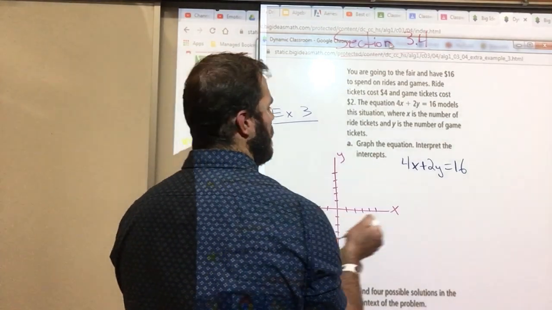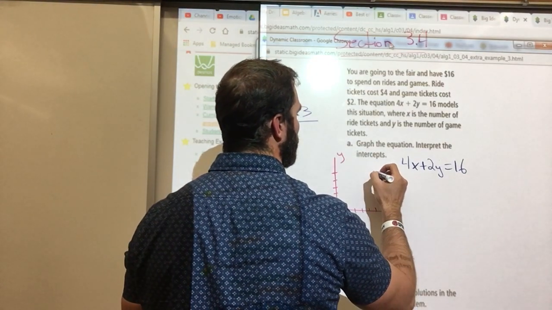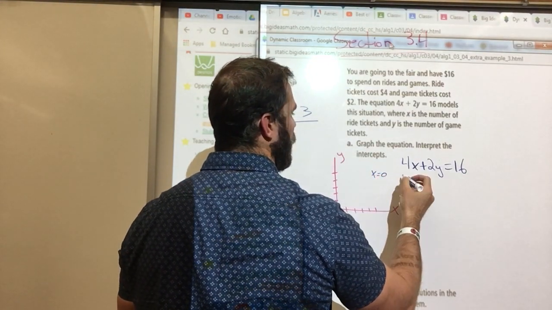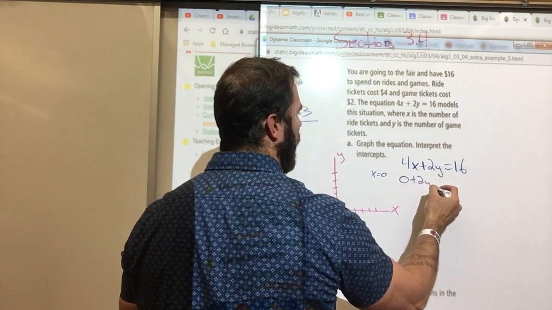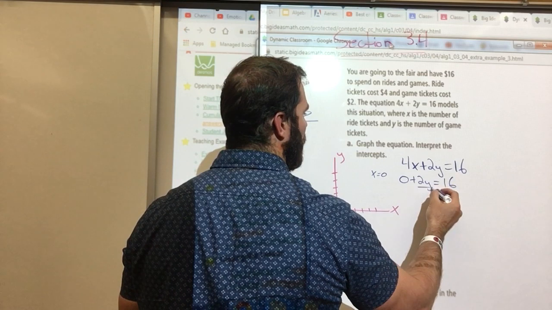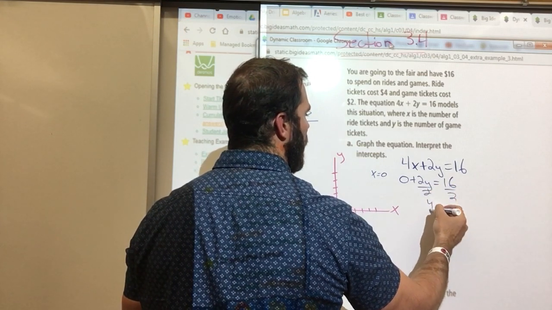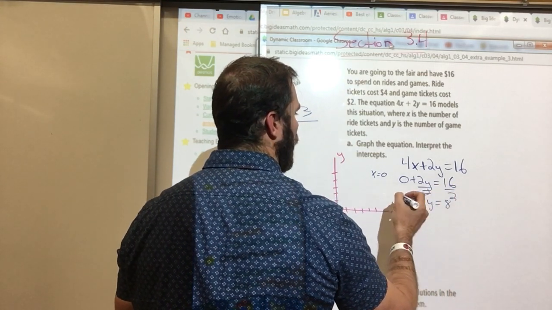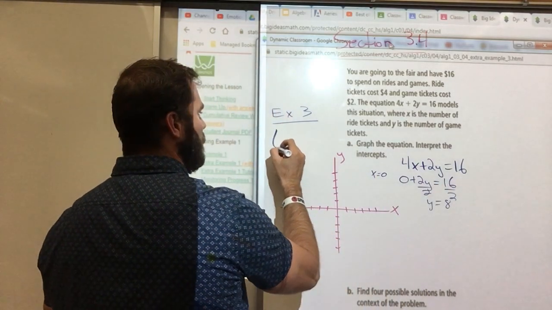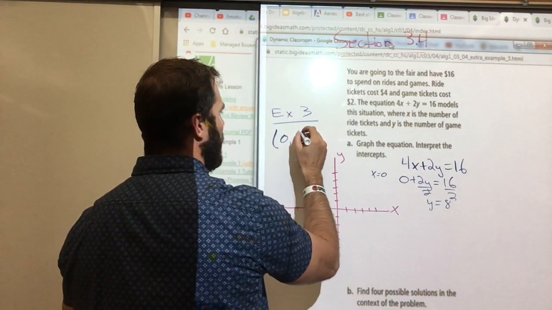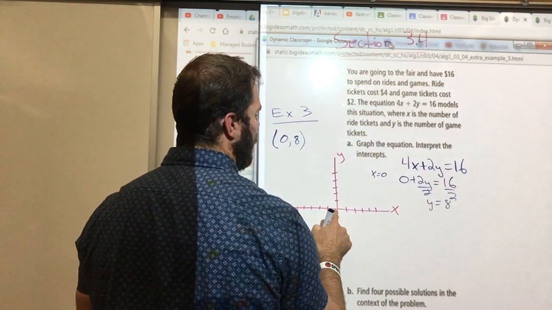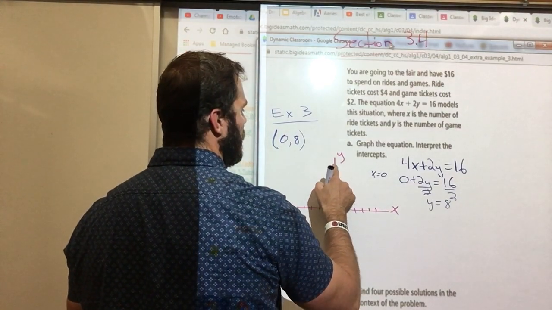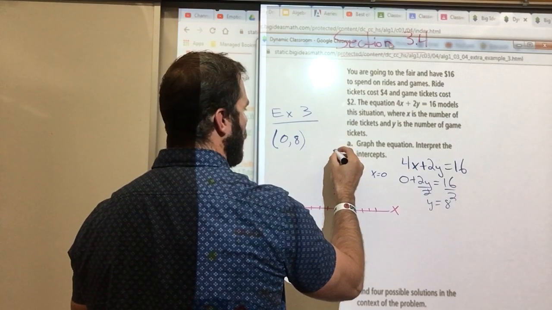I'm going to make x 0. So we get 4 times 0 is 0 plus 2y equals 16. Divide by 2, y equals 8. So our first point, when x is 0, y is 8. All right, 0 for x and 1, 2, 3, 4, 5, 6, 7, 8 for y. Somewhere up there.